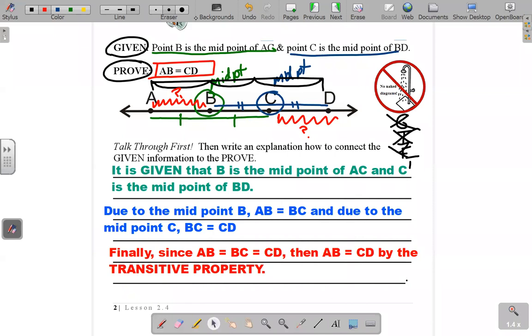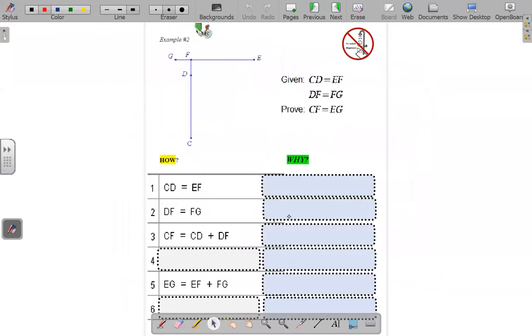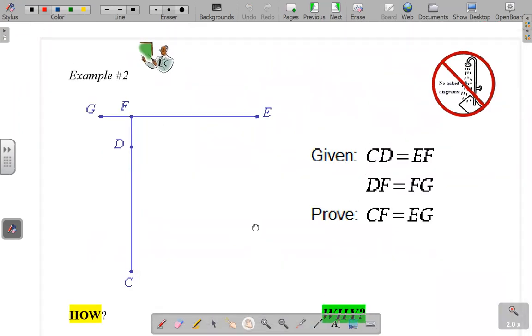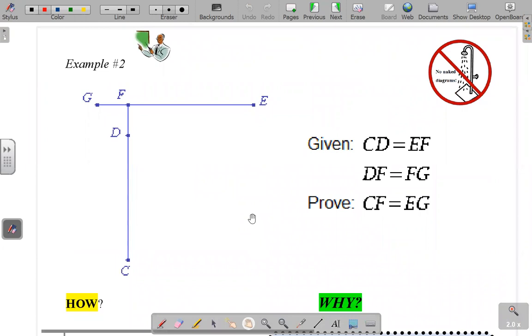You think you know what you're doing? Move along. You're like, Miss Way, I am tottering. Don't leave me alone. You come up front. Ready? Read the given and the proved. Go out loud.